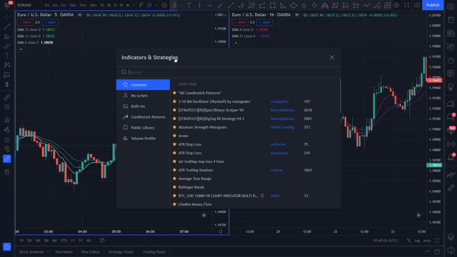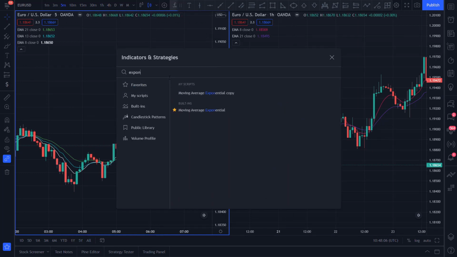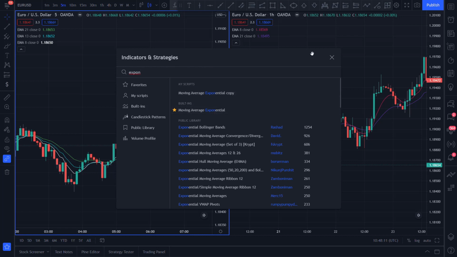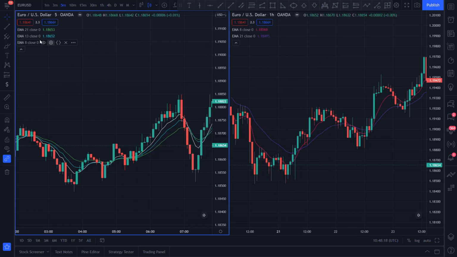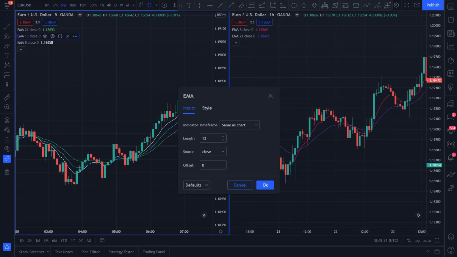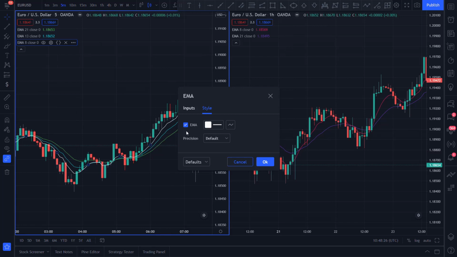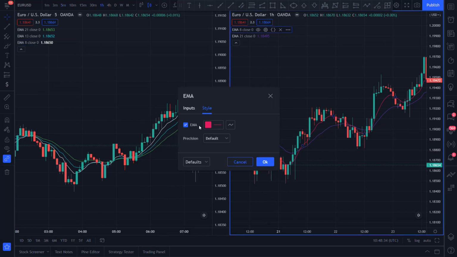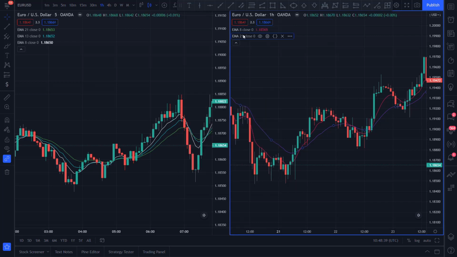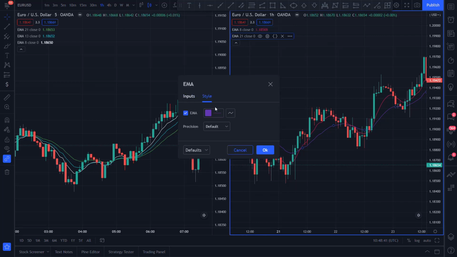As always, you can find exponential moving averages by typing in exponential moving average. So the first EMA is going to be set to 21 length, and I colored it green. The second one is going to be 13, and I colored it blue. And the third one is going to be an 8, and I colored it white. So on the 1 hour we have the 8 exponential moving average colored in pink, and we have the 21 colored in purple.